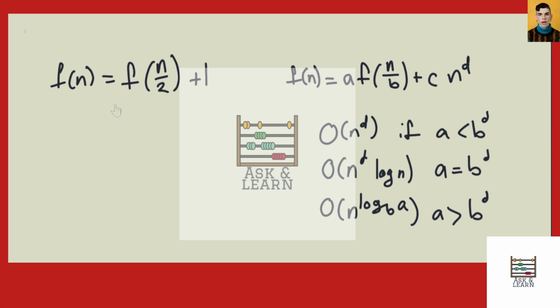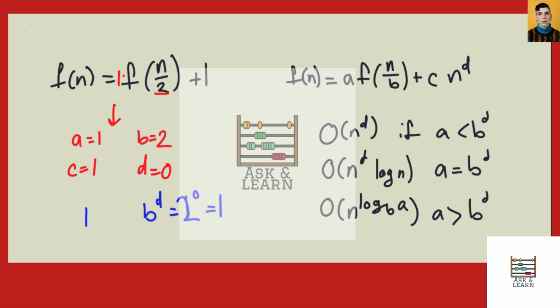So from our function in 10, we get that a is equal to 1. It'd be this constant here. b is going to be equal to 2. And then we get that c is equal to 1 and d is equal to 0. Okay, so if we take this relationship, a is 1, and then b to the power of d is 2 to the power of 0, which is equal to 1. So that means we get that a is equal to b to the power of d.